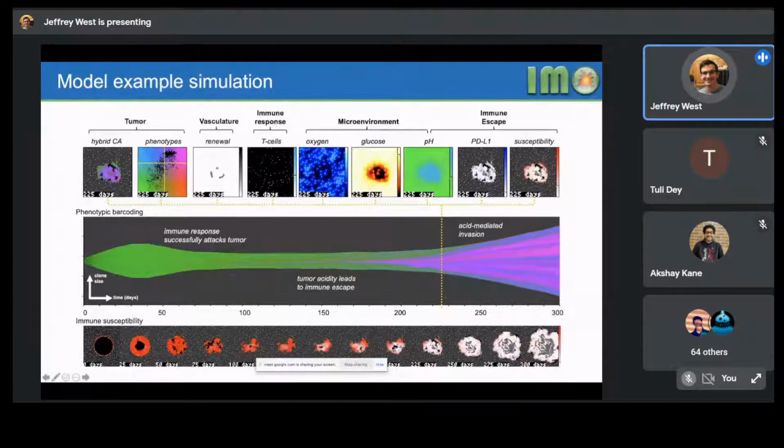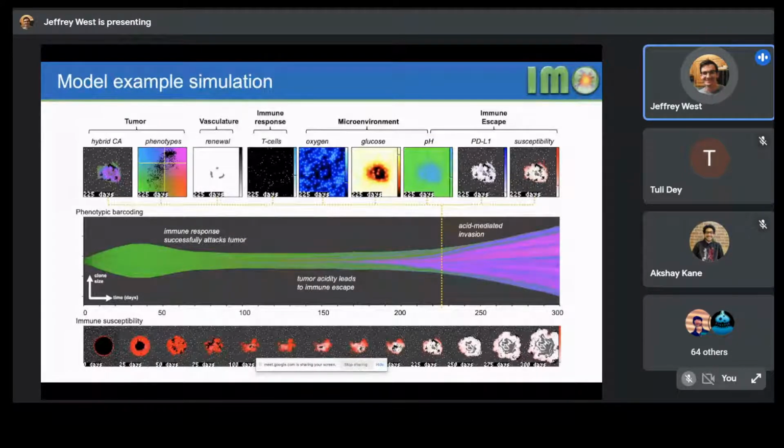And we can also track in the model the susceptibility to the immune system over time. And we can see that in red, it's very susceptible. And as the immune system targets it, the tumor actually shrinks. And then it develops some escape mechanism to avoid the immune system. And the tumor becomes very white, where the immune system has no chance of targeting that tumor. So we're going to investigate some immune escape mechanisms.